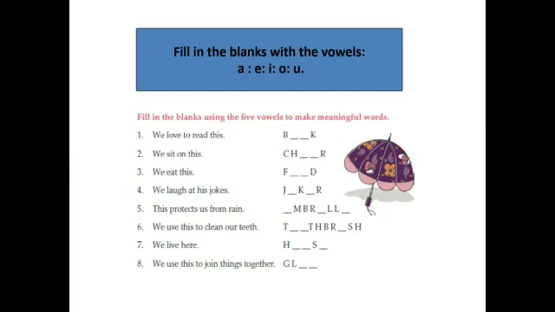I'll repeat. The first one, we love to read this, book. Second one, we sit on this, chair. Third one, we eat this, food. Fourth one, we laugh at this joker. Fifth one, this protects us from rain, umbrella. Sixth one, we use this to clean our teeth, toothbrush. Seventh one, we live here, a house. Eighth one, we use this to join things together, it is glue.